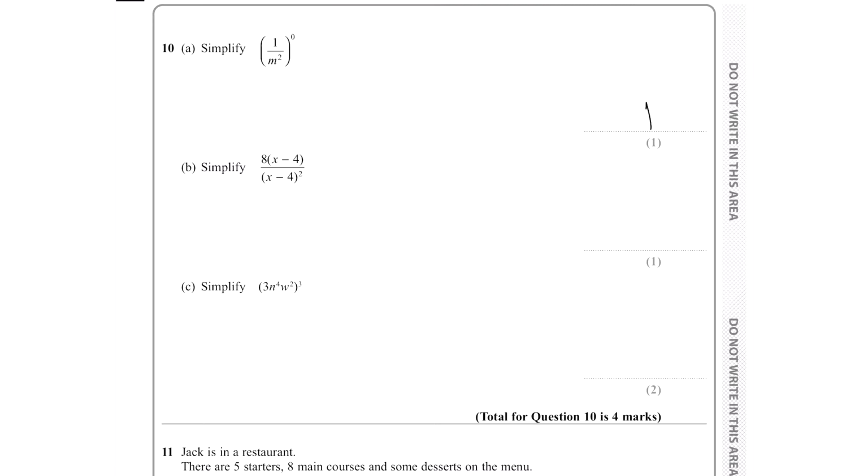With B, you just want to note the fact that this and this look the same. So if I was to write this out, x minus 4, and then I do x minus 4. And the fact that it simplifies is kind of a hint anyway, and you can cancel these two out, and you're left with 8 over x minus 4.